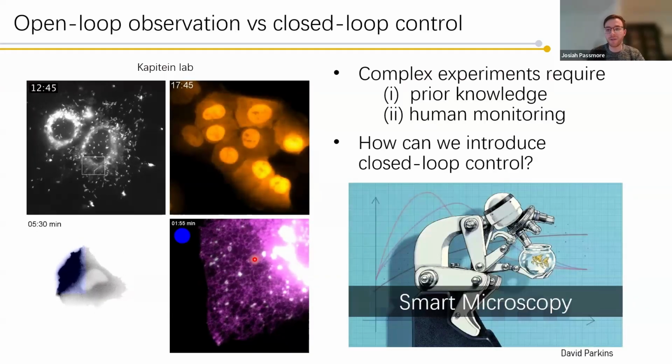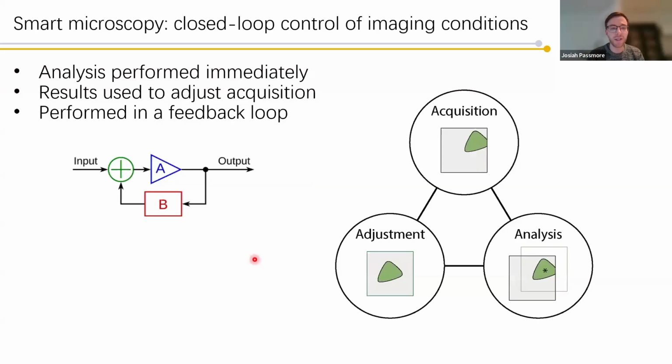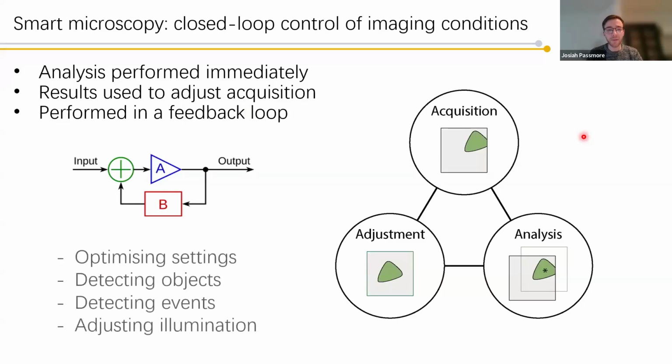And of course, this brings us to the field of smart microscopy, where with smart microscopy, we perform closed loop control of imaging conditions. And historically, it's used where you perform your analysis immediately on the microscope. The results from this analysis of the image is used to adjust your acquisition parameters. And this will happen in a feedback loop where you first acquire your image, you feed this image into an analysis pipeline, and this pipeline will then work out how to adjust your microscope on the fly in order to optimize your imaging conditions.